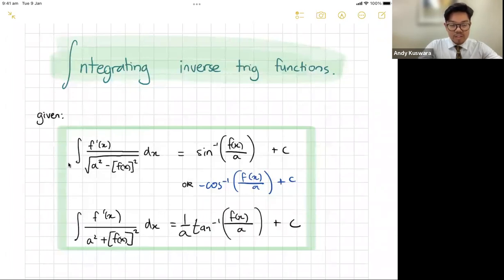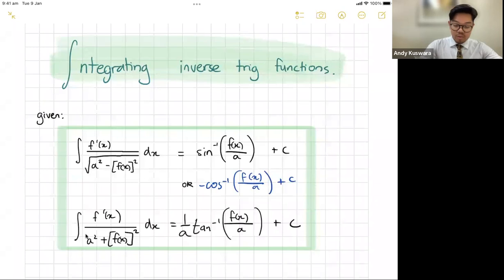Okay, so if you have the integration of some sort of derivative over the square root of a squared minus the square of an original, then it's going to look like the sine inverse of f of x on a plus c. Okay, so that looks a little bit familiar. And if we lose the square root on the bottom, then it becomes a plus, a sum. Then the integration is going to become our inverse tan with a constant of 1 on a taken out, a being that number in front of there.